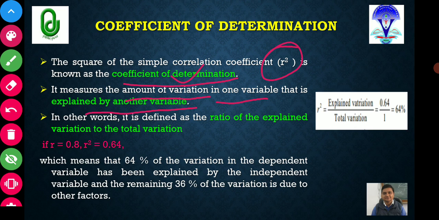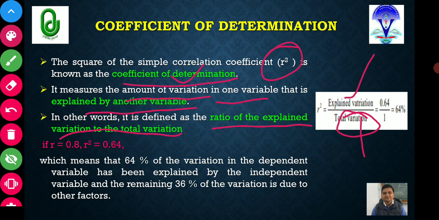In other words, it is defined as the ratio of explained variation to the total variation. So suppose total variation in y is the total variation. How much in y is due to explained variation? Explained variation means variation due to x, and total variation means how much variation is there in y. So the ratio of explained variation to total variation is known as the coefficient of determination.